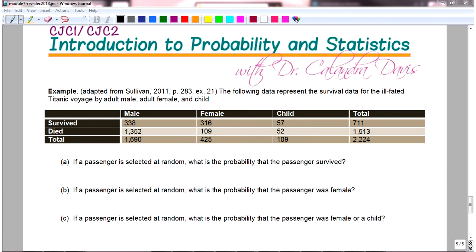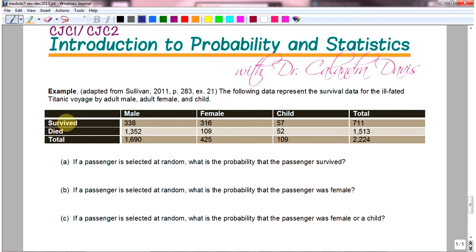Here, our last example from Module 7, we have a bunch of different things we're going to find, so hopefully this will sum up a lot of the probabilities that you've been asked to find and you can distinguish between them. In this example, the following data represent the survival data for the ill-fated Titanic voyage by adult male, adult female, and child. If a passenger is selected at random, what is the probability that the passenger survived?